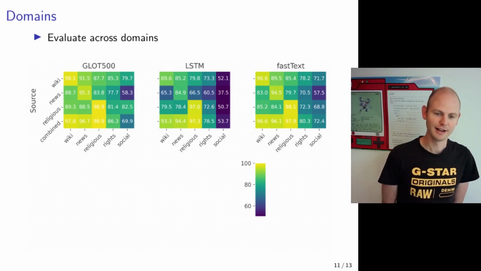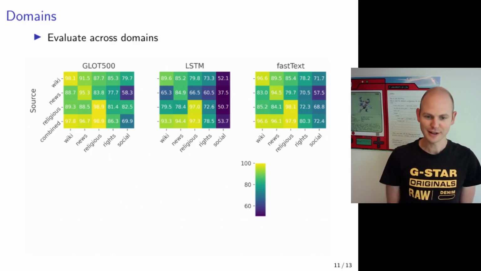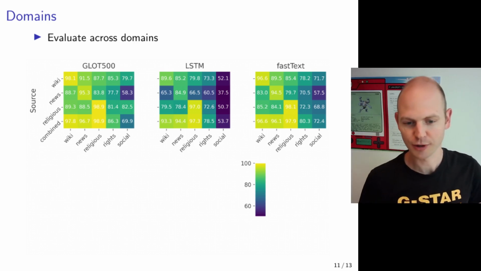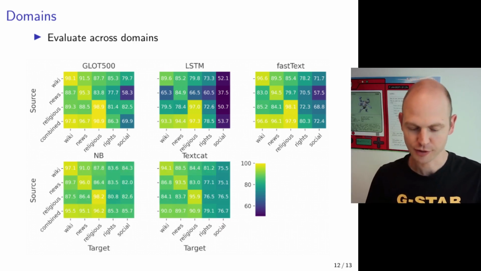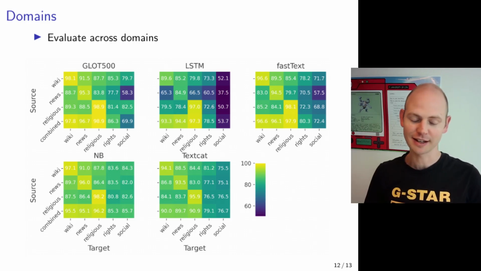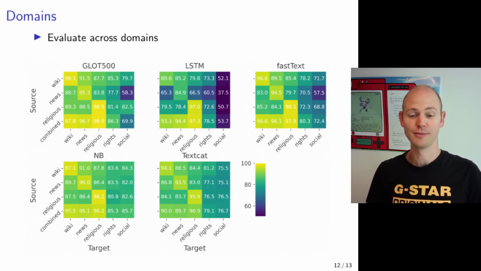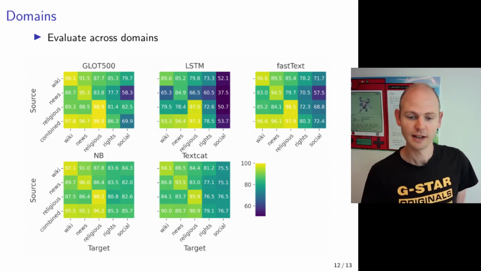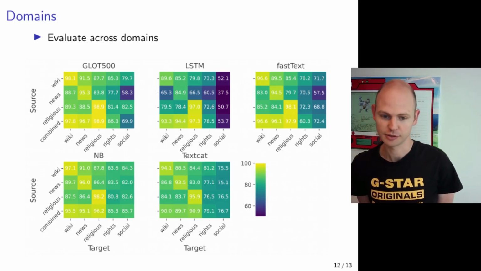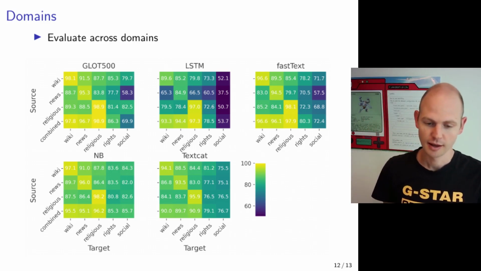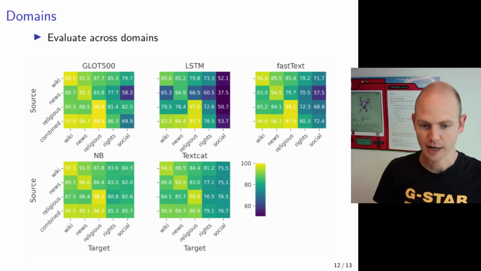Now, very surprisingly, we get much more robust results with the simpler models. So here are the results for naive Bayes and TextCut. And we can very clearly see that they perform much, much better across domains, indicating a higher robustness. Naive Bayes is clearly the winner in this experiment, but also TextCut does relatively well.